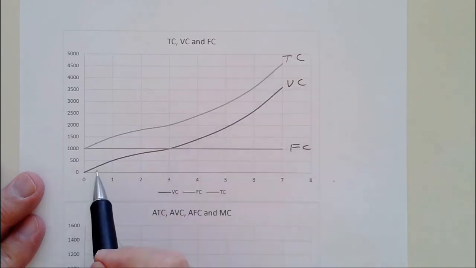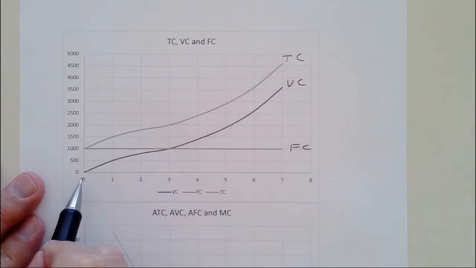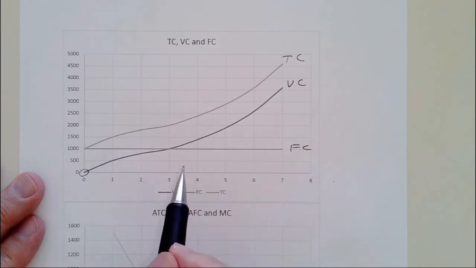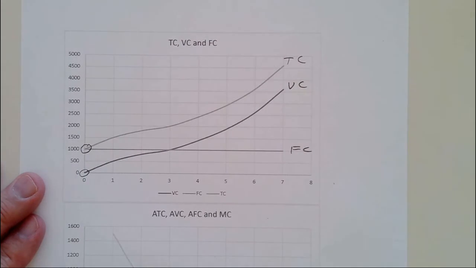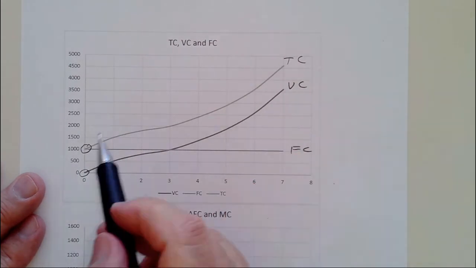These two curves are going to start at different points. This one, variable cost, starts at 0. When output is 0, we have 0 variable cost. But the total cost is going to start at 1,000, our fixed cost. And then they're going to be parallel all the way. They're going to move exactly the same way.